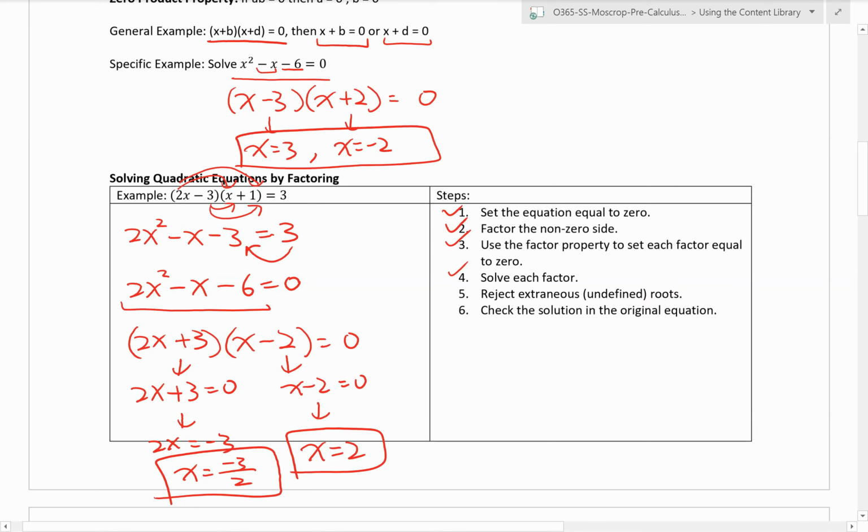So what that means is, what you do is you plug in these two numbers into the equation. So I'll show you. I'll check for the 2. So what we can do is we go 2 times 2 minus 3 times 2 plus 1. Is that equal to 3?